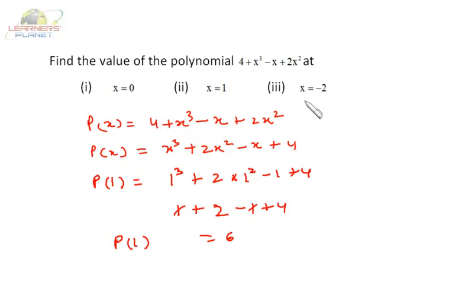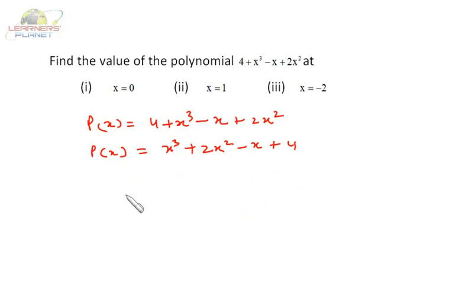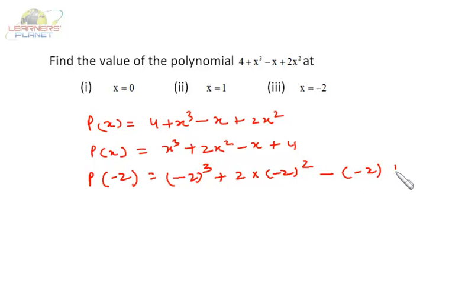Okay. Similarly, we solve for x is equal to minus 2. So it will be p of minus 2. Now it is minus 2 whole cube plus 2 into minus 2 square minus of minus 2 plus 4. Friends, just put the value of x as it is. If it is negative, then just put the value of x in brackets.